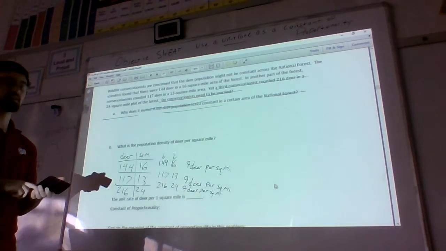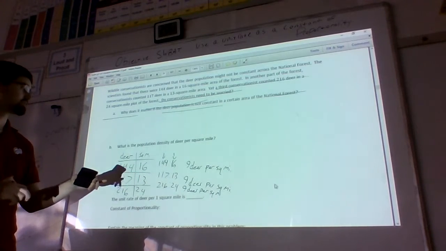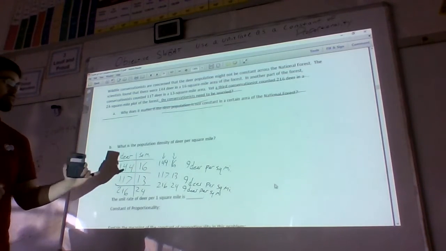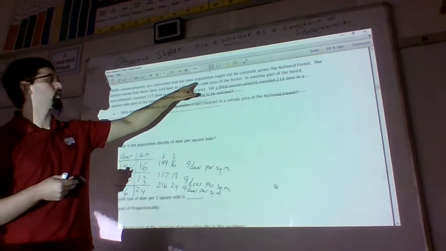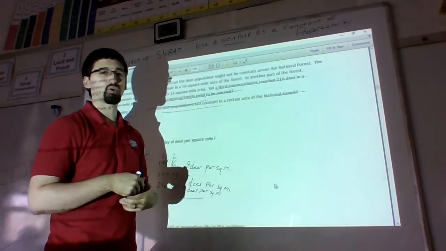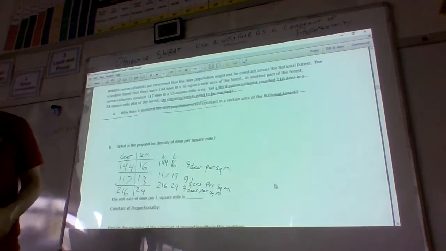So all of these gave me the same rate. That means that the density, or the number of deer per square mile, is constant. So that already answers the question. They're worried that it might not be constant across the forest. Well, it is, based off of these samples.